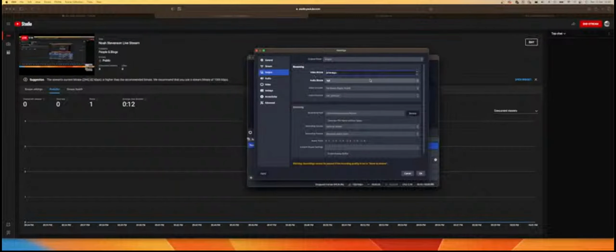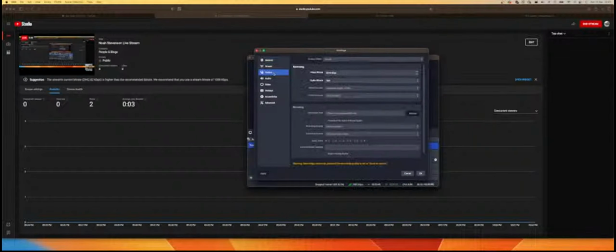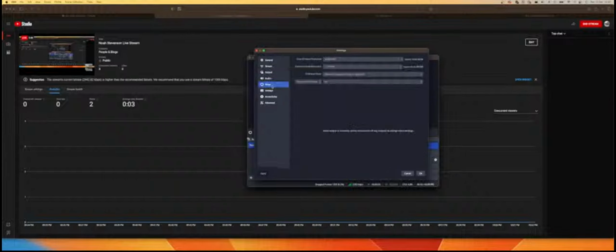Oh, here we go. Video bitrate. Okay, let's just max it out. Is that better? Output type. Oh, what the heck? Video. Oh, output scaled resolution. Okay, let me hang on.